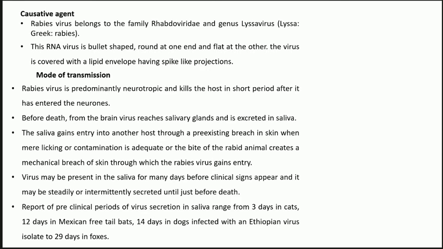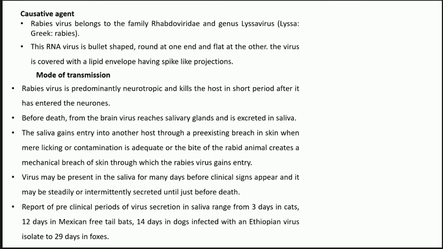So what is the causative agent of rabies? Rabies virus belongs to the family Rhabdoviridae, genus Lyssavirus. This RNA virus is bullet-shaped, round at one end and flat at the other. The virus is covered with a lipid envelope having spike-like projections. Now, what is the mode of transmission?